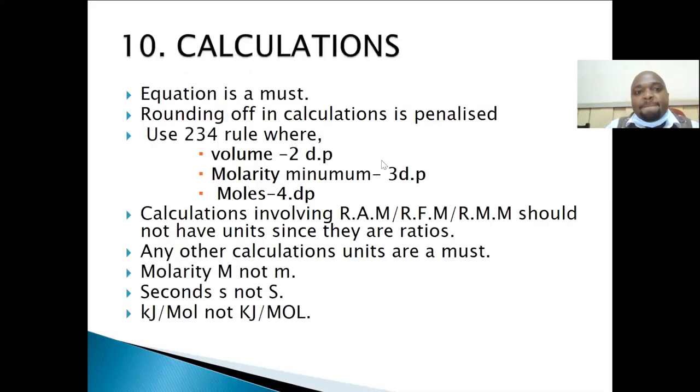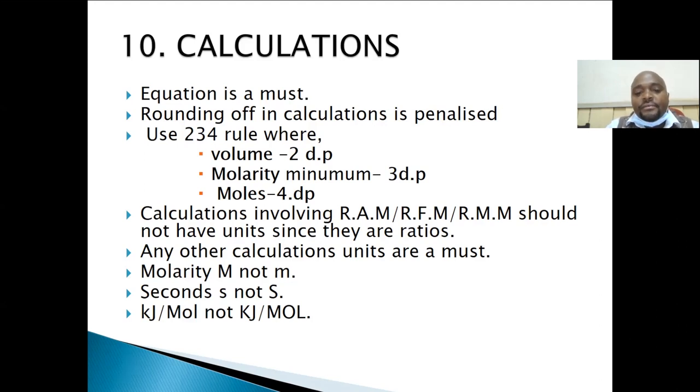Next, in calculation. When you are calculating, first, for example, where there is an equation, the equation is a must, indicate the equation. Then rounding off is always penalized. If you want to round off, use the 2, 3, 4 rule, where volume must be to 2 decimal places, molarity, a minimum of 3 decimal places, and moles, a minimum of 4 decimal places. Always avoid as much as possible rounding off.